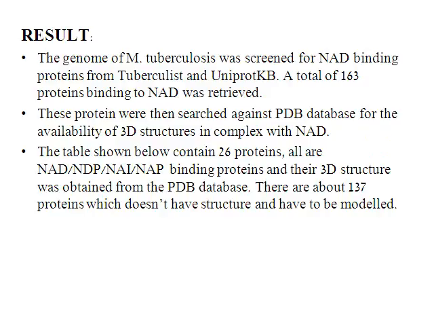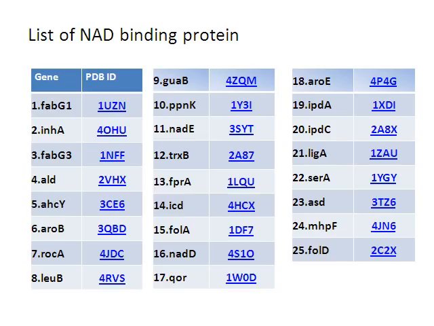Finally, the results. About 136 proteins which have NAD as a cofactor were retrieved, and these proteins were then searched against the PDB database for the availability of a 3D structure in complex with the NAD. There is a table shown below which contains NAD, NDP, NAI or NAP as a cofactor. These are the list of NAD binding proteins, and these are the PDB IDs.